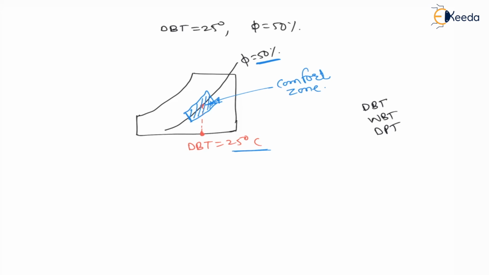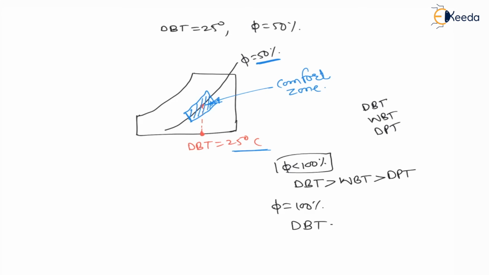In the previous lecture we have seen that whenever relative humidity is less than 100%, then dry bulb temperature is always more than wet bulb temperature, which is always more than dew point temperature. This relation we have seen. And whenever relative humidity is 100%, then all these three temperatures are equal. That is, dry bulb temperature is equal to wet bulb temperature is equal to dew point temperature. That we have already seen in the previous lecture. So let us understand the same concept diagrammatically, right?